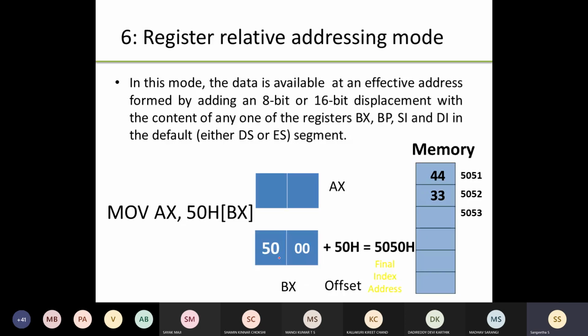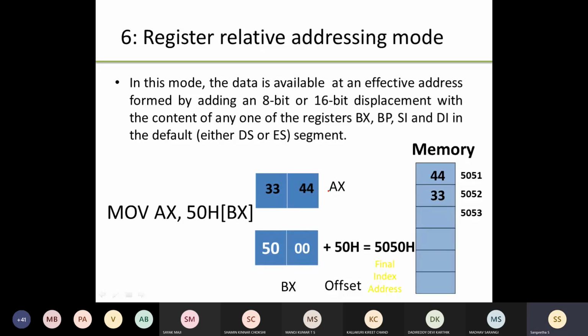address is 5000. You have given one more displacement, that is 50. Add this data with 50, so it will be 5050. The final indexed address is 5050. This memory location is wrong, it should be 50. So that content will be transferred into your AX.